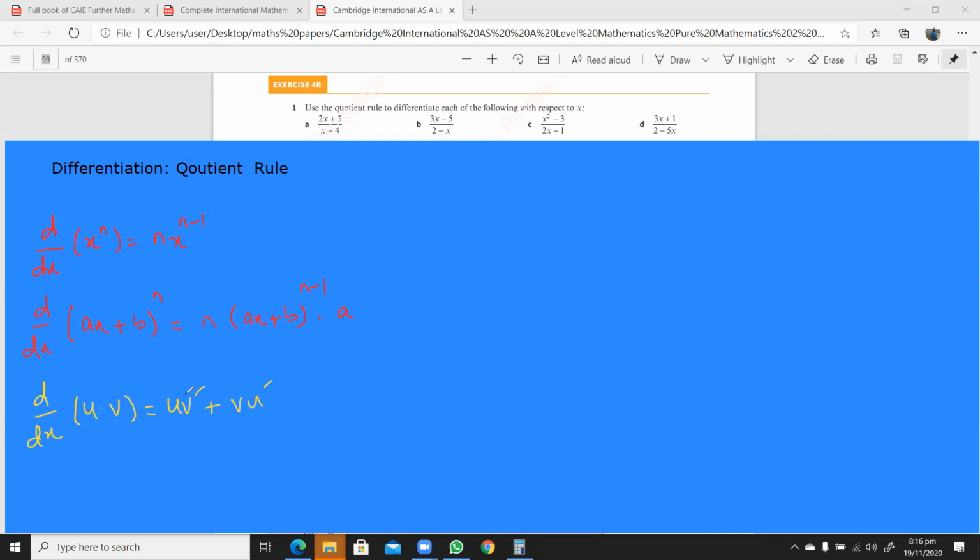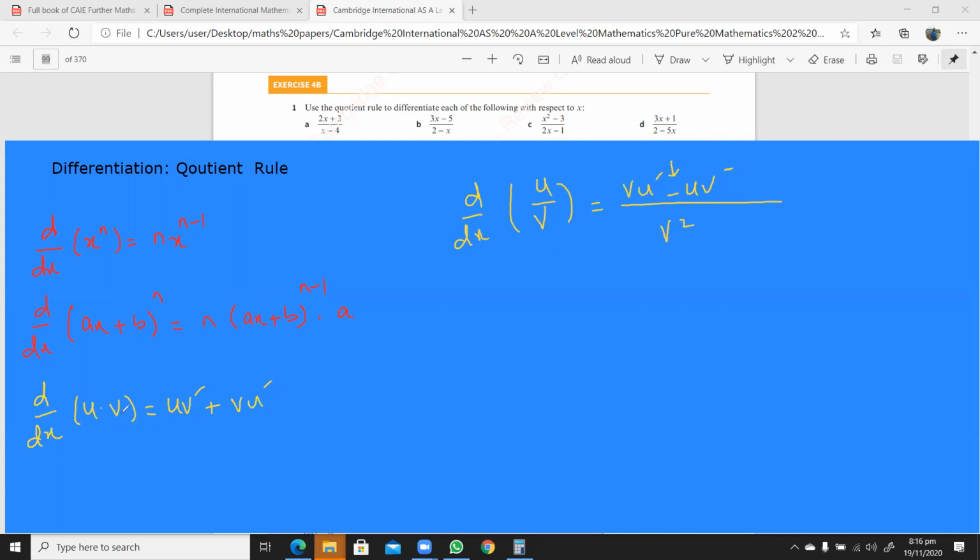Now we are going to move on to the fourth basic technique of differentiation, that is called the quotient rule. So this is going to be d by dx of u by v. This rule has v square in the denominator, and then vu dash minus uv dash. You have to be very careful with this formula because there is a minus in between.